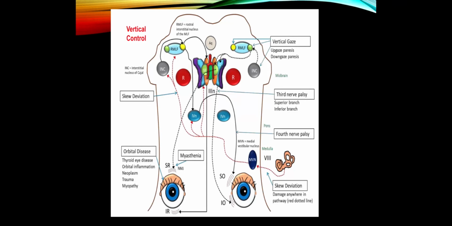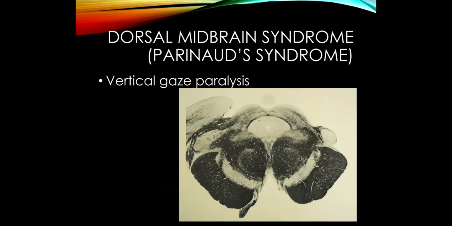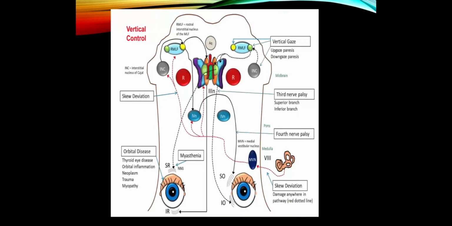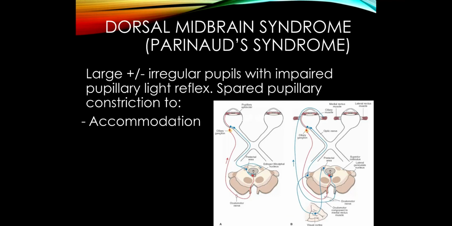Okay, so do you need to know that? Absolutely not, but you do need to know, and I've seen this quite often on a National Board subject exam, that this area of the brain is important for vertical eye movements, and now you have a little better sense of why that is. Okay, so in Parinaud syndrome, they have a problem with vertical gaze.